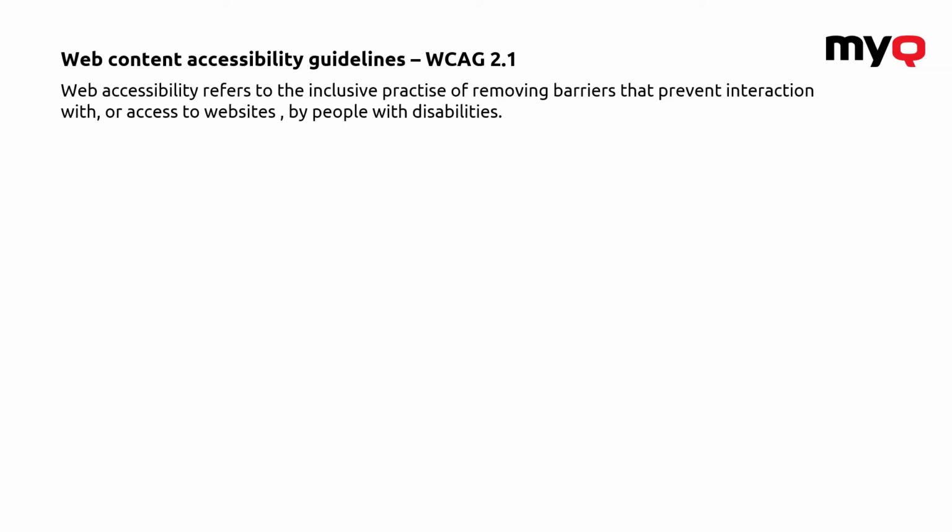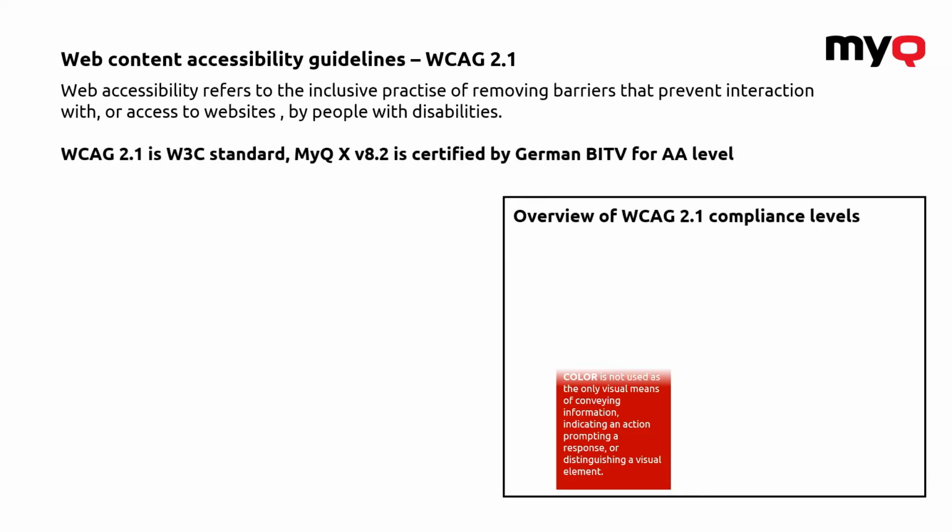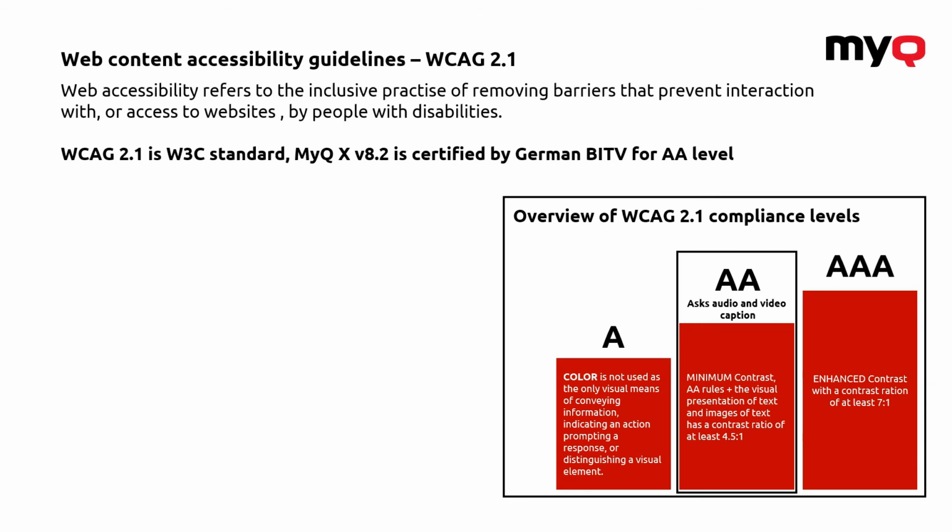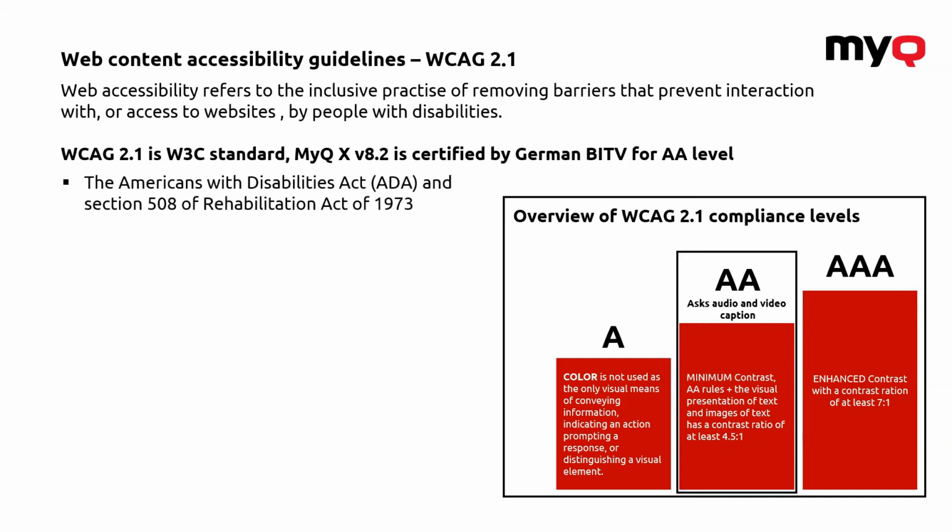In order to make sure that we are really compliant with all these guidelines, we went through the certification by the German BITV, where we have reached the AA level, which also means that we are now compliant with the following acts, like the Americans with Disabilities Act, the UK Equality Act, or EU Website Accessibility Directive, which, and that is really important to mention, will be mandatory for every UI running in EU by 2022. And as you can see, MyQ is already compliant with that.